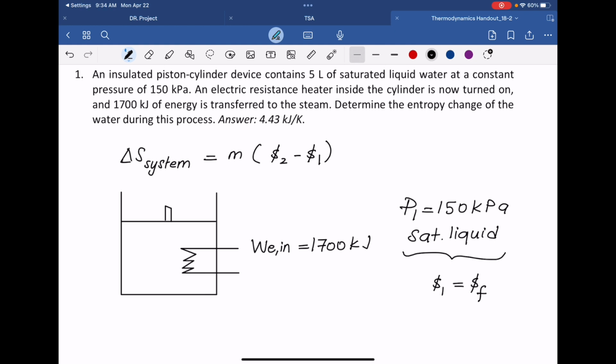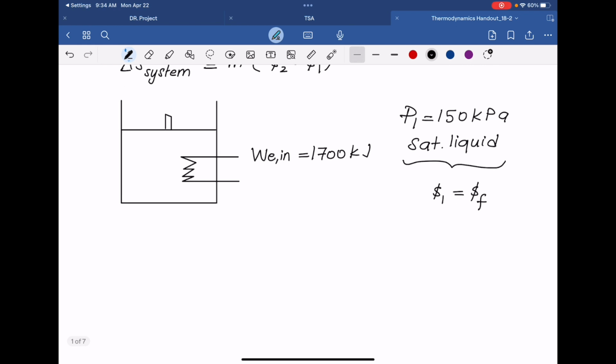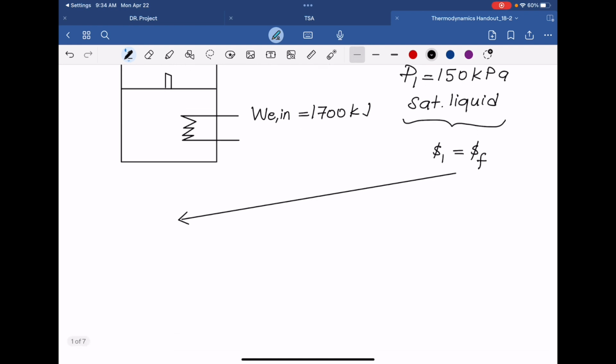So at that pressure you should look at table A5, or if you have different tables, at that pressure you read saturated liquid properties. So we can do that. In fact, let's write down what we can read from that table for state 1. Okay. All right, let's read what is specific entropy at that pressure.